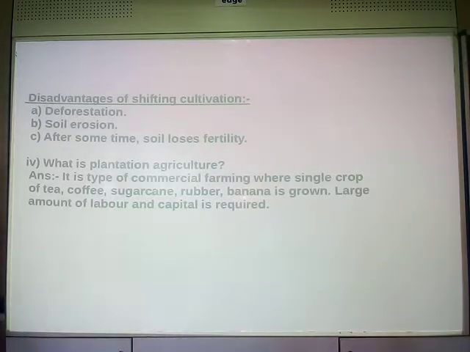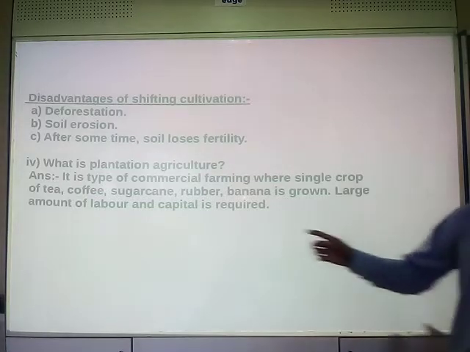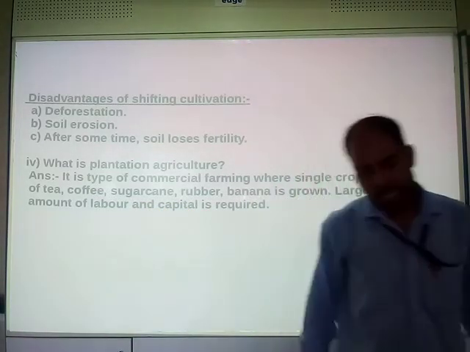Another question is what is plantation agriculture? In the notes also I have discussed what is plantation agriculture. It is a type of commercial farming where a single crop of tea, coffee, sugarcane, rubber, banana, etc. is grown. In this type of farming, a large amount of labor and capital is required. That means a large number of labor as well as a large amount of capital.